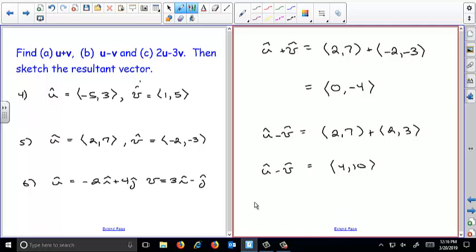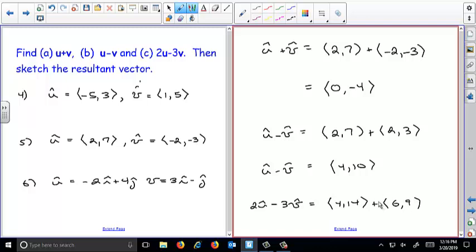And then finally 2u minus 3v. So we'll take u, which is 2, 7, and we'll double that. So 4, 14. And I'm going to go ahead and change the signs here as well. So if I multiply this by negative 3, I'll get positive 6. And if I multiply this by negative 3, I'll get positive 9.